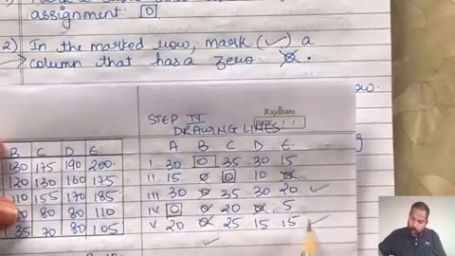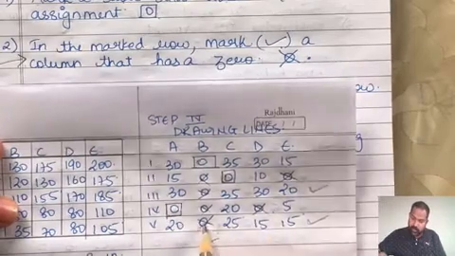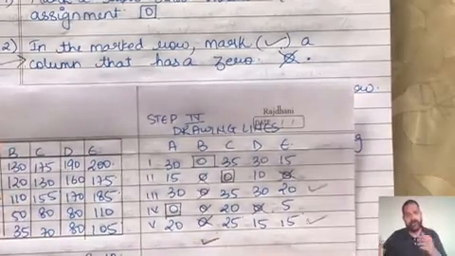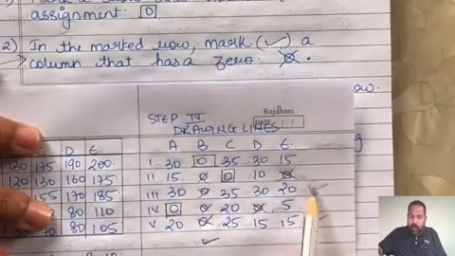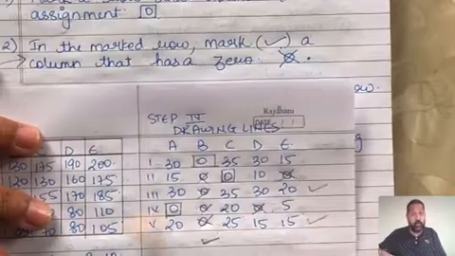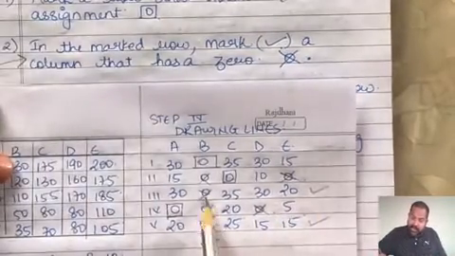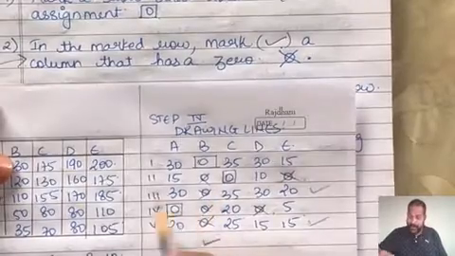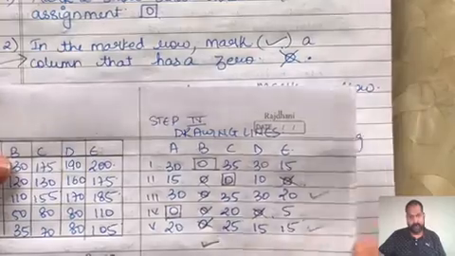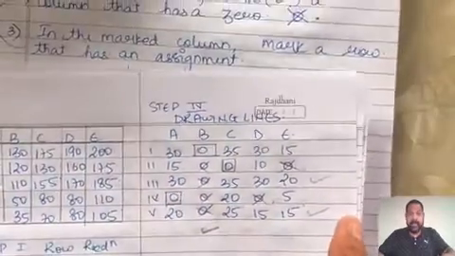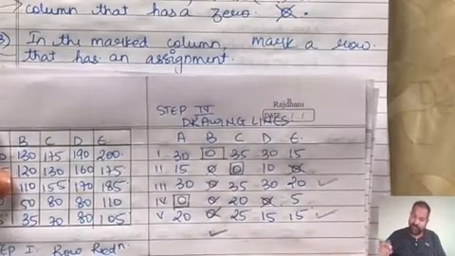In the marked row, mark a column that has a 0. Where is the 0? Here. Well, it's already marked. Fantastic. Now, do you realize that we have to analyze 2 rows? Luckily for us, both the rows had a 0 in the same column. If this one had a 0 here, I would mark it here. No problem. Step 3.